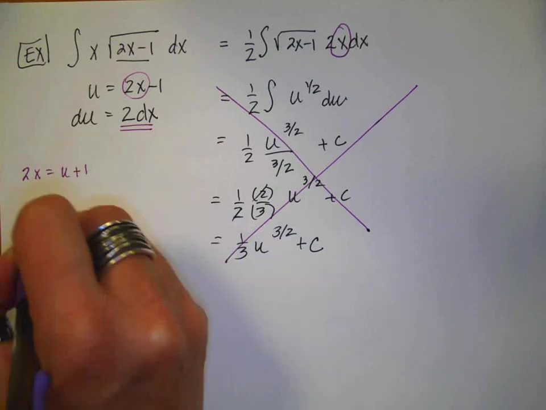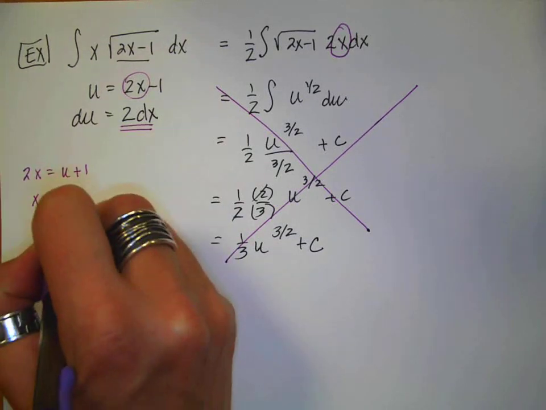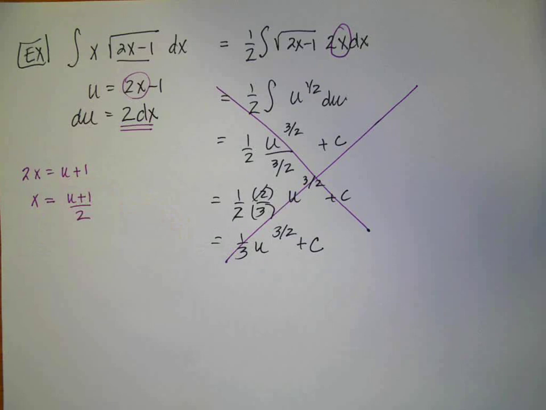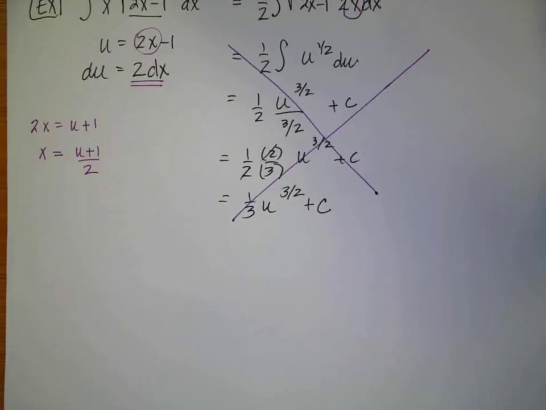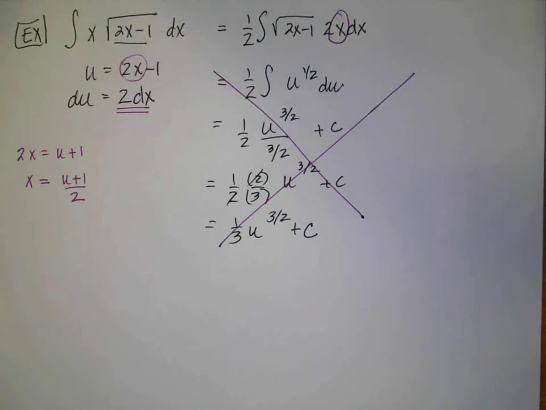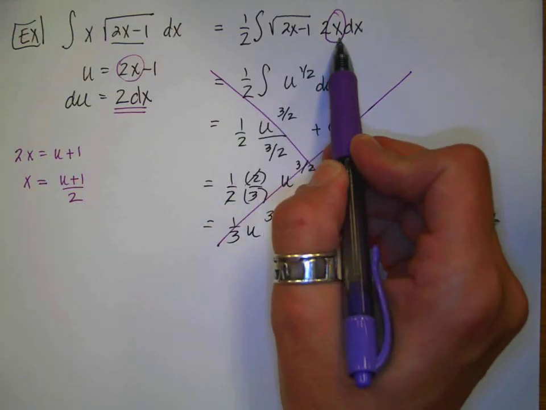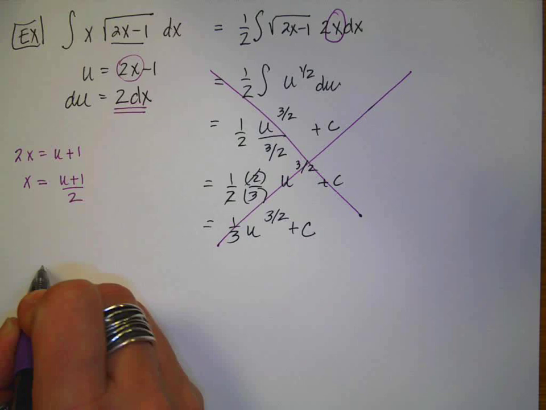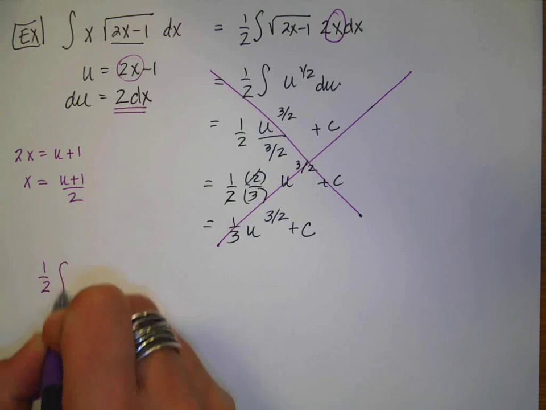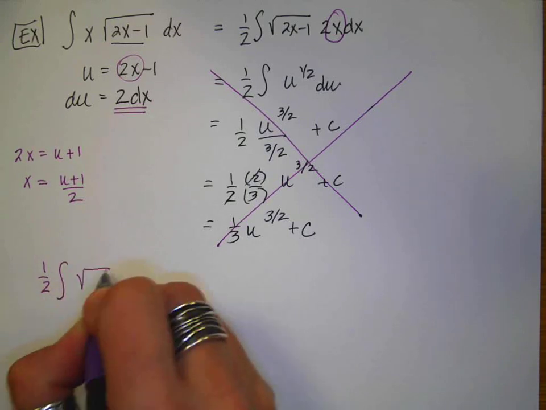So I'm going to get 2x equals u plus 1. So x is going to equal u plus 1 over 2. And you guys are probably saying, come on, Bang, get it together. All right, so I managed introducing the 2's, but now I have to introduce that x. So if I go back to the beginning, here we go again.